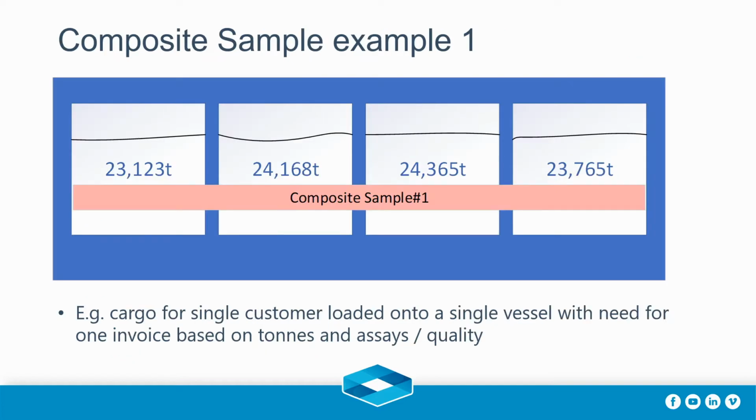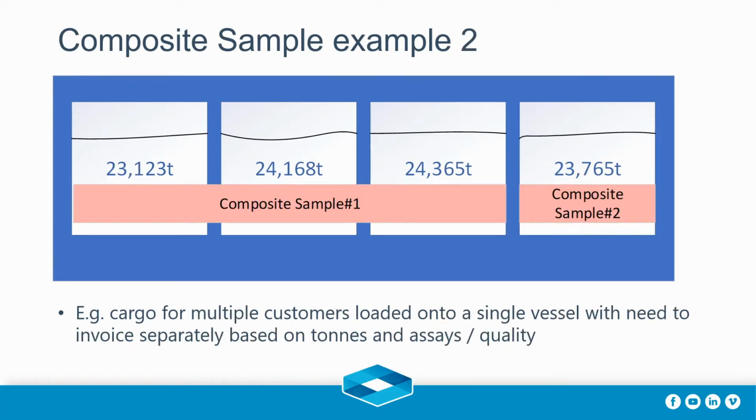On the screen I've got a shipment with 4 holds that have been loaded. So we can see the tons there, and I've applied a composite sample across all the loading transactions. And this is very useful if you have a single customer with a single vessel.